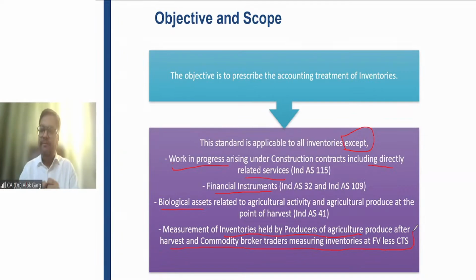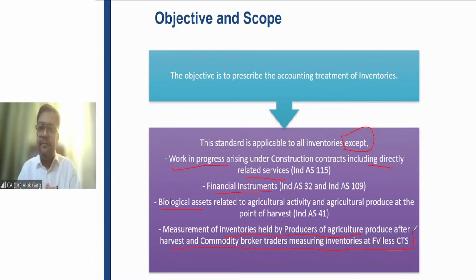For example, if you are ITC and you are buying mangoes as a raw material for making cold drinks, chocolates, toffees, you are buying mangoes from outside. Then this mango is a raw material, and it comes under Ind AS 2 inventory.